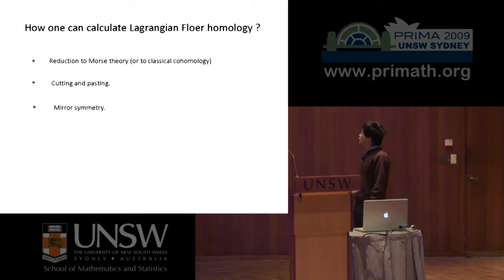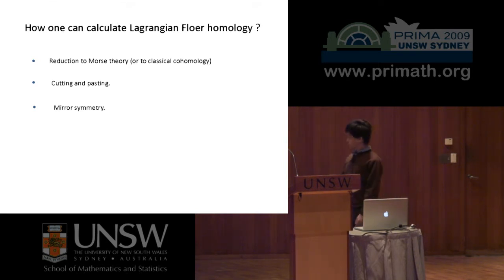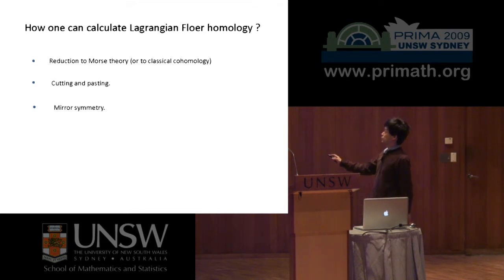It's not only Lagrangian Floer homology, but all versions of Floer theories. The definition is not so easy, but once you finish the definitions, then you have to start calculations, and it's always big trouble. And so far, there are three methods to calculate Lagrangian Floer theory. I want to explain them a bit. The first one is reduction to Morse theory.